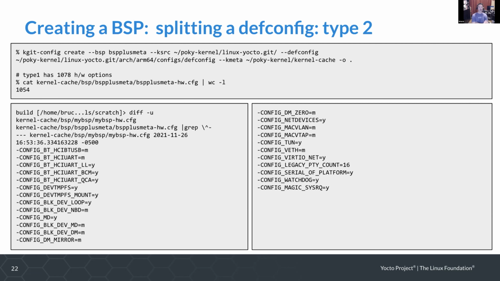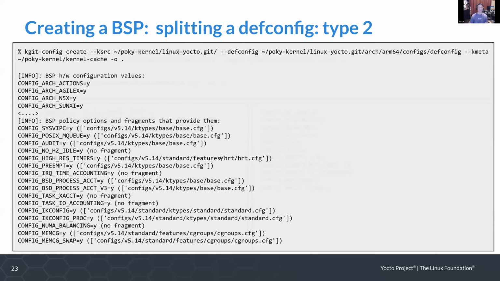So if you do a diff, in this case, I diffed the hardware fragment from run 1 to run 2, and some things came out like config dev temp fs. Yeah, that's not a hardware option. It pulled that out. Block dev loop. Again, I'm not saying they're not useful options, but tun, veth, virtio net, these are not hardware options, right? So these are something that, depending on what I'm running on the BSP, I may or may not want to configure myself. So we got a slightly more fine-grained sorting of the options when using the reference data.